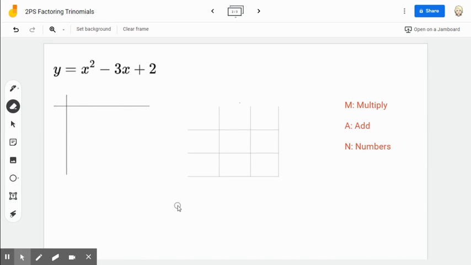This video is going to walk you through factoring trinomials, which is essentially the opposite of what we just did in the last two videos, where we were expanding and simplifying binomials, so multiplying two binomials together. So what that means is that we are trying to go from this form and get something that looks like what we had before.